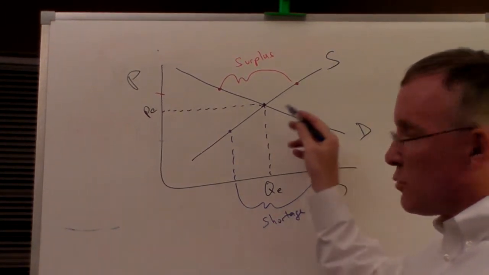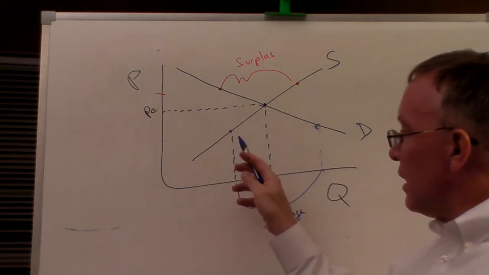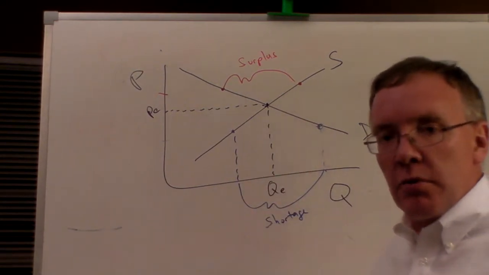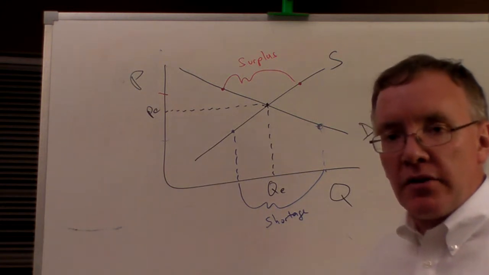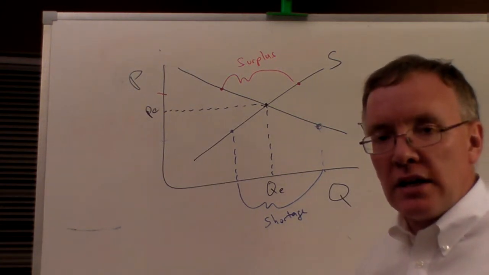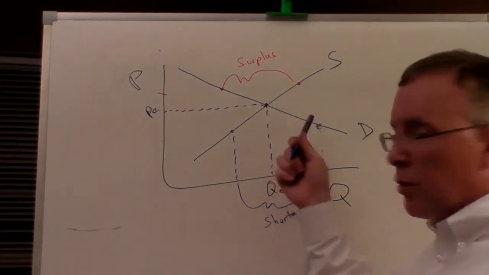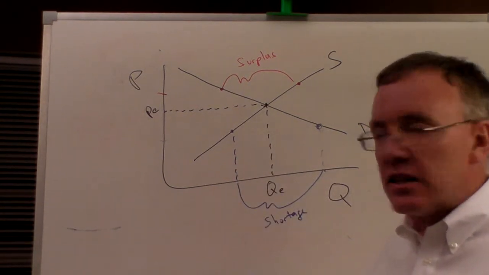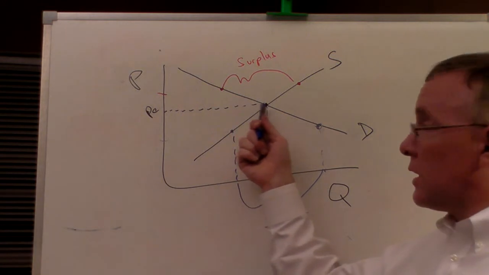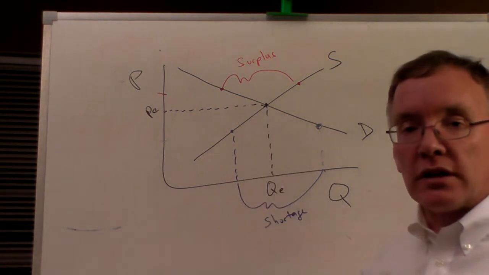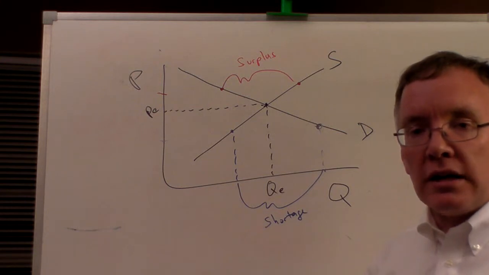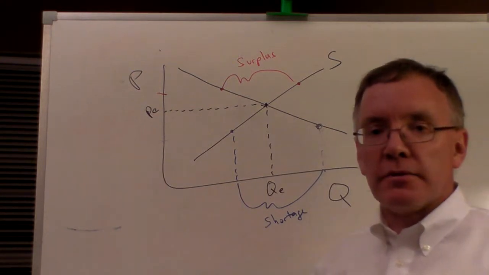And as the price was bid up, more and more sellers would come into the market, or the sellers that are there would be willing to put more and more of the item out there. They would be increasing their quantity supplied, while as the price goes up, some of our buyers would drop out, or they'd be interested in buying less of the item. And again, it would be self-correcting. Eventually, we would get to this equilibrium point where supply equals demand, at the equilibrium quantity and the equilibrium price.